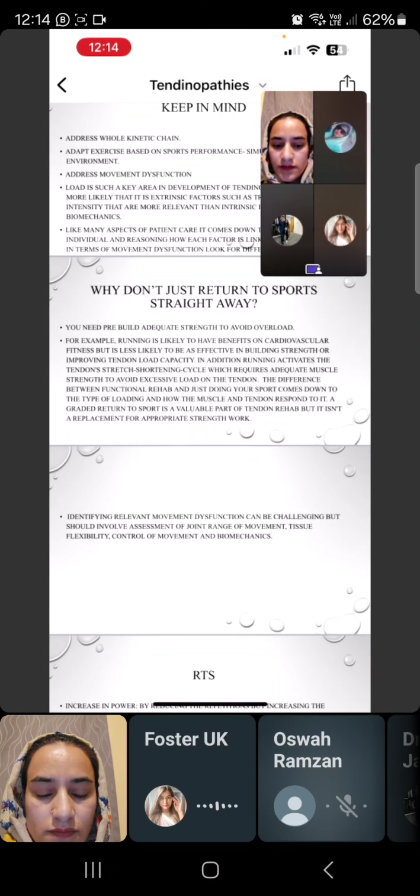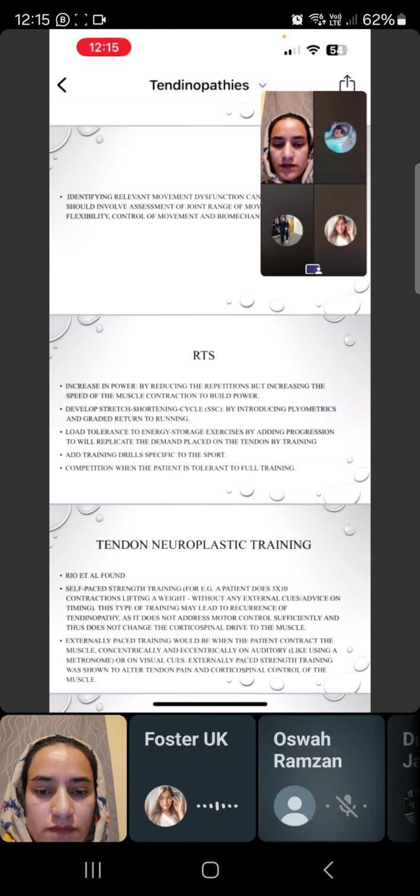Last point, return to sports. Now it's pretty much the same as what we have discussed. Increase in power is by reducing the repetitions but increasing the speed of the muscle contraction. Develop the stretch shortening cycle by introducing plyometrics. So this is just telling you what you have to do in order to gain what. For power, add speed; for stretch shortening cycle, add plyometrics and graded return to running. Load tolerance to energy: energy storing exercises.